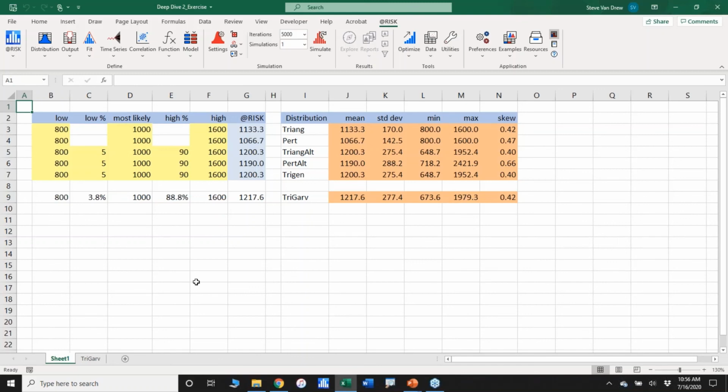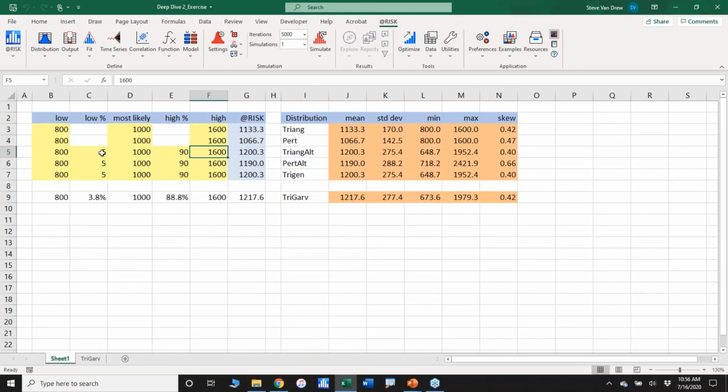Good question. And that's as clearly as I can make it. Notice that when we did the TriangAlt and the Trigen, I'm showing my spreadsheet again, that we had to tell it what to do with that missing 15%. I had to tell it, treat the 800 at the 5%, treat the 1600 at the 90th percent.